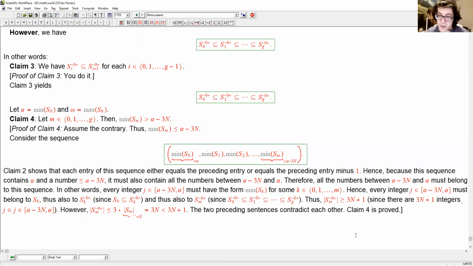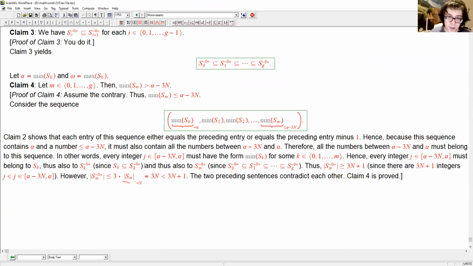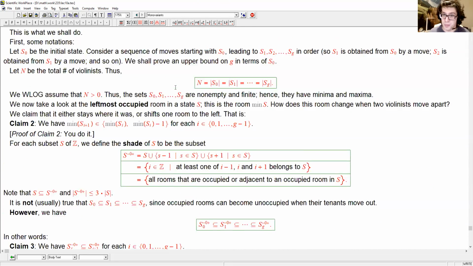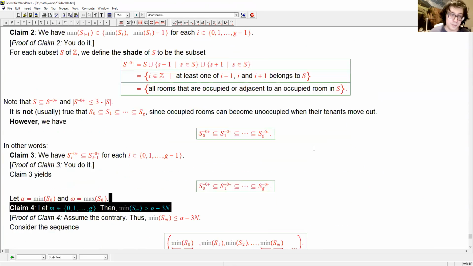If you look into my notes, I'm doing it a little bit more complicated because I want to use a bit less of claim 2. So I have to do a bit more in this proof. But the idea is the same. Okay, so we have bounded the leftmost occupied room. We basically say there is no way the violinist will ever go left of alpha minus 3n. Now we can do the same on the right.